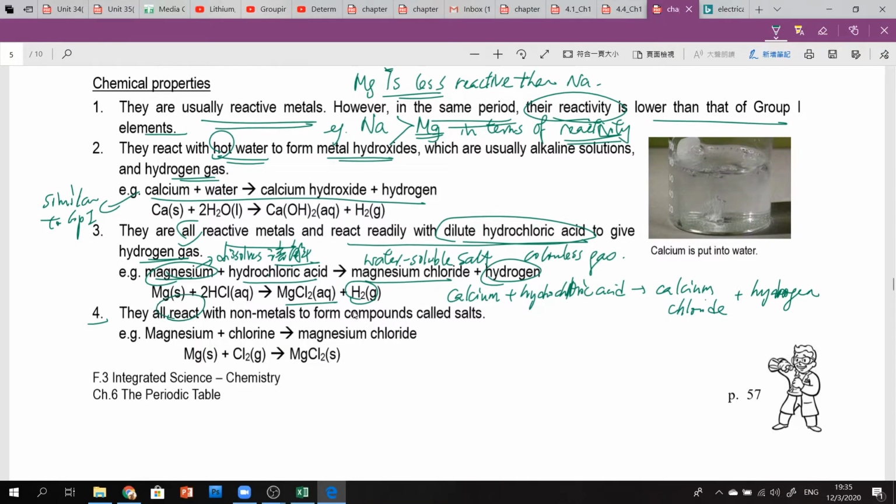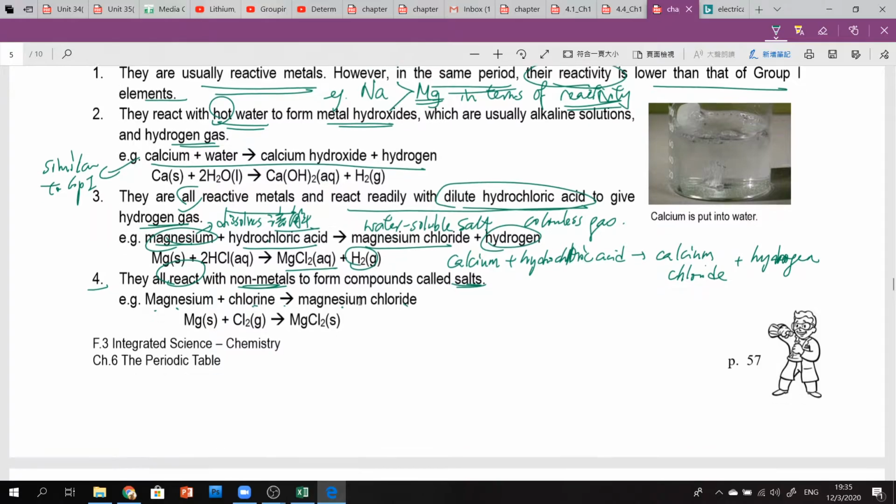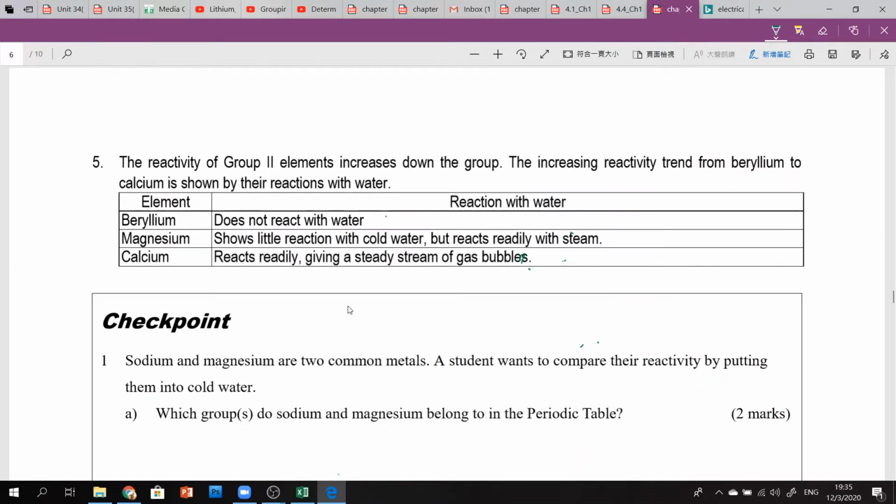It is very similar to group 1. They all react with non-metals to form very similar compounds. So magnesium plus chlorine forms magnesium chloride, calcium plus chlorine forms calcium chloride, etc. And the reactivity increases down the group. So the increasing trend goes from calcium to barium. This is the end of group 1 and group 2 metals. Shall we spend some time on doing the checkpoint?